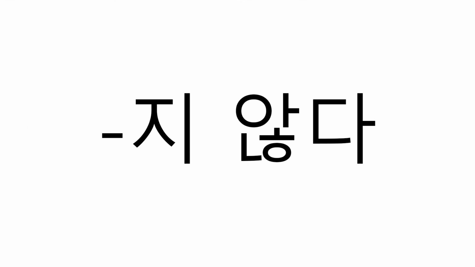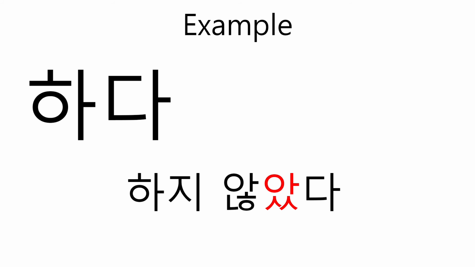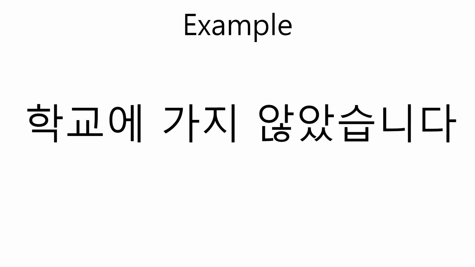If you use a negation, in the past tense it will be pushed again to the verb root of the connecting pattern. We already studied that the negative connector is verb root plus ji anta. 학교에 가지 않았습니다. Or 학교에 가지 않았어요. What if there is a negation in the past continuous tense?